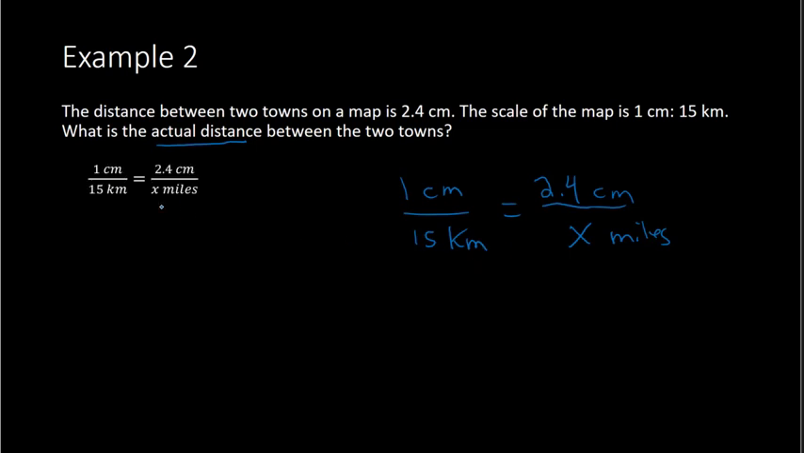So here you see it written over here on the side. When I cross multiply, I can ignore the units, so I can think of this as 1 over 15 equals 2.4 over x. And then I take 1 times x equals 15 times 2.4. So then 15 times 2.4 would give me 36. So my solution is that x equals 36. And what we found is the actual distance between two towns on the map.